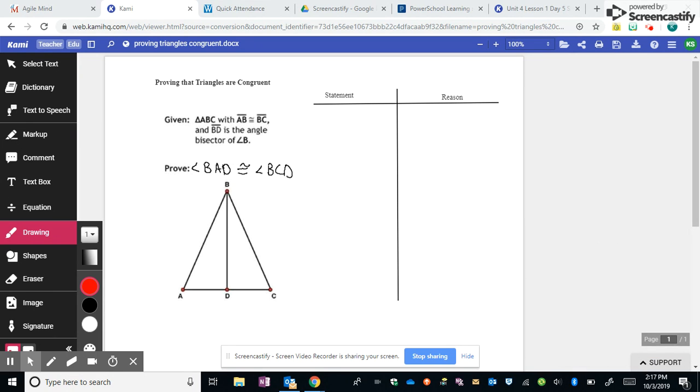Today we're going to be proving triangles to be congruent. When you prove they're congruent, these are kind of the easiest proofs that you can do. We want to say the different parts that are congruent, and then we want to say why on the reason side.